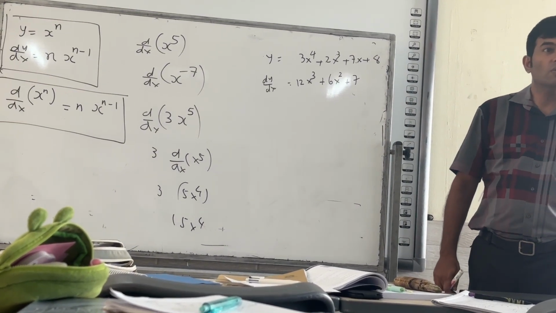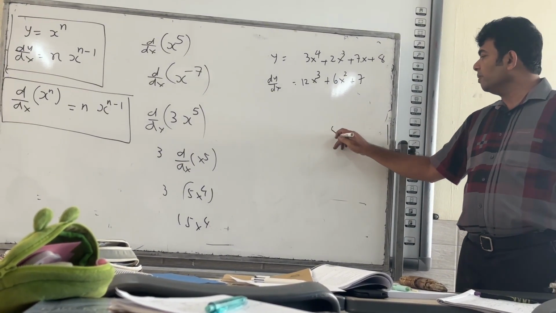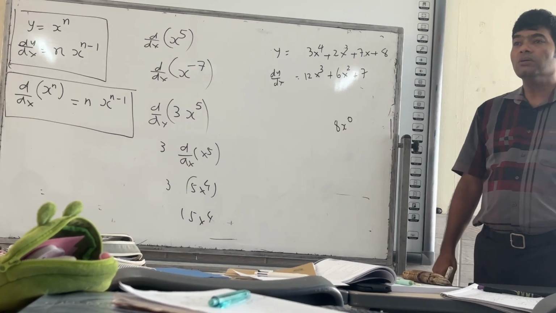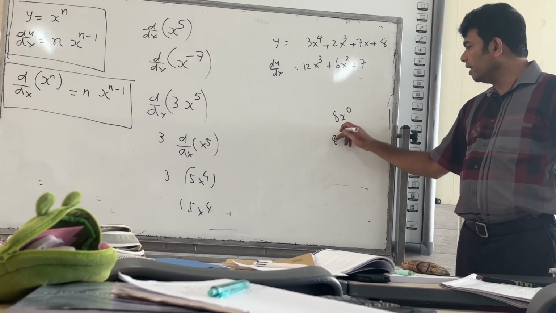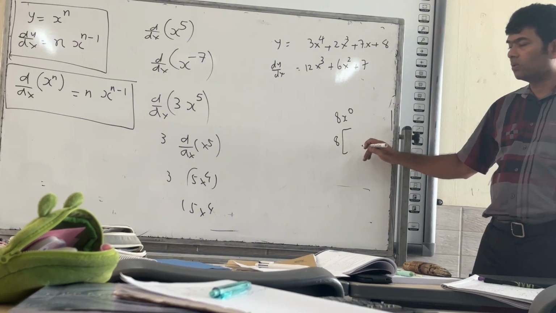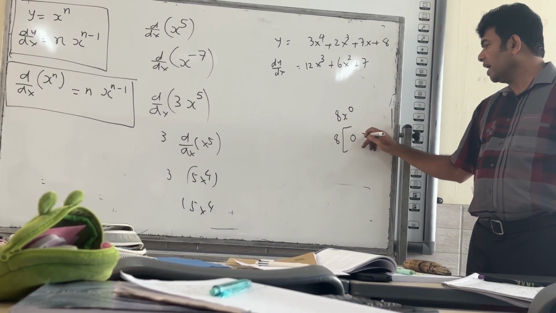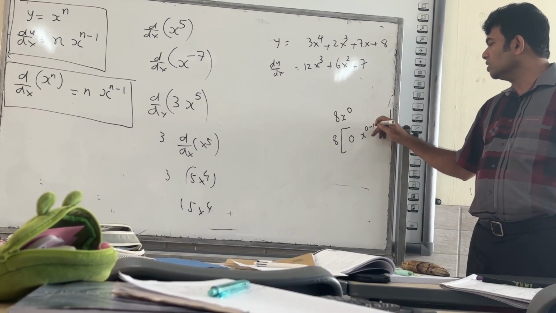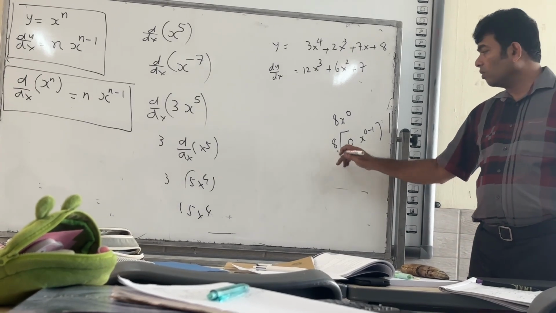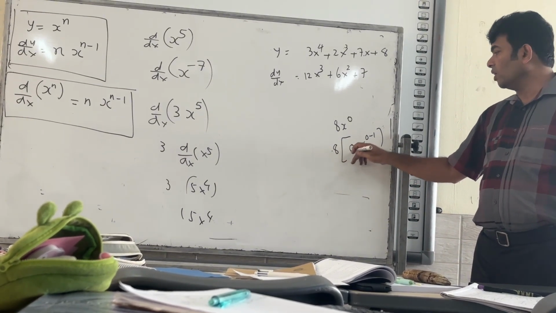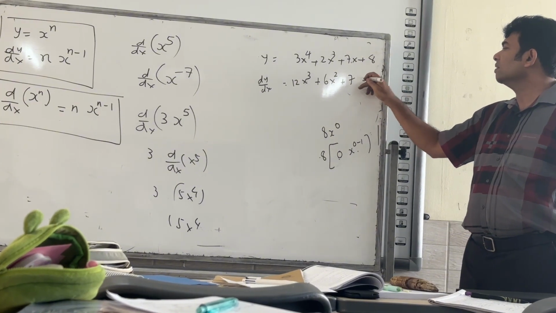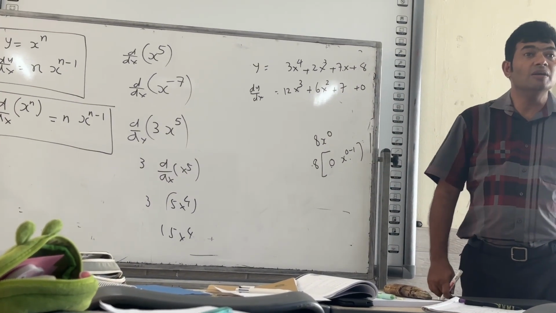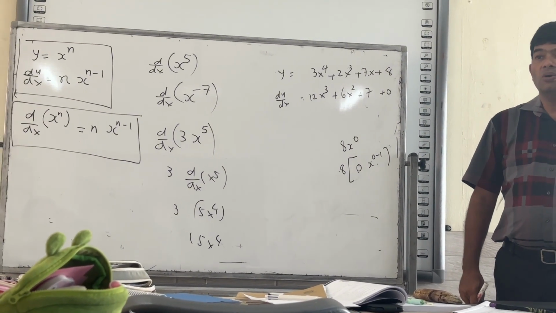Why 0? There's no x, which means 8 times x raised to 0. X raised to 0 is 1, right? And what is the derivative of x raised to 0? 0 times x to the power 0 minus 1. What is 8 times 0? 0 times anything is 0. So what is the derivative of this 8? 0. Understood or not?